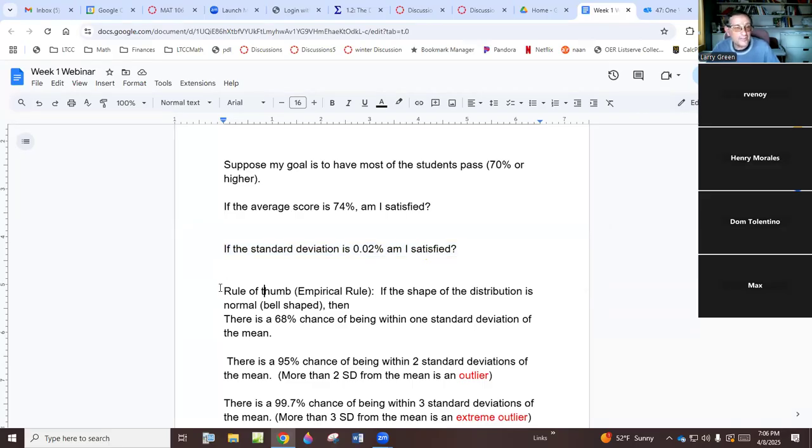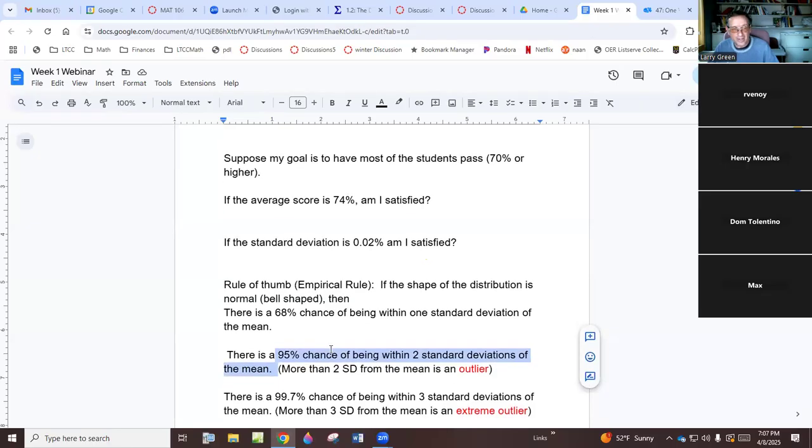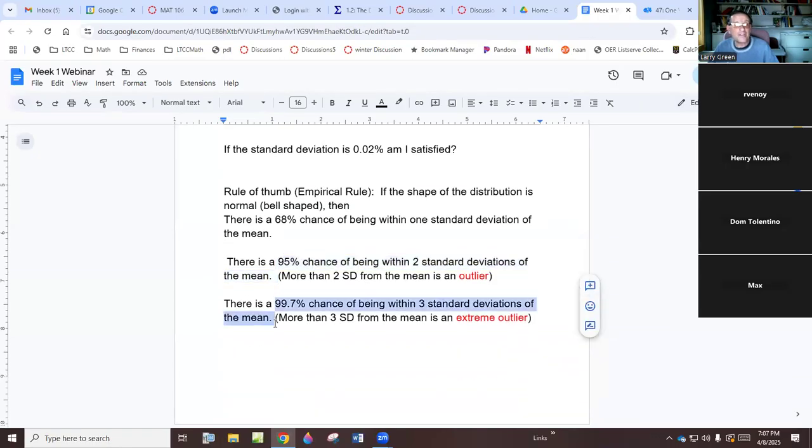So here is the rule of thumb, which is also called the empirical rule. And that's what I just said a little while ago. If we have a normal distribution, which is bell-shaped, there's a 68% chance of being within one standard deviation, 95% chance of being within two standard deviations, and 99.7% chance, which is very likely, of being within three standard deviations.